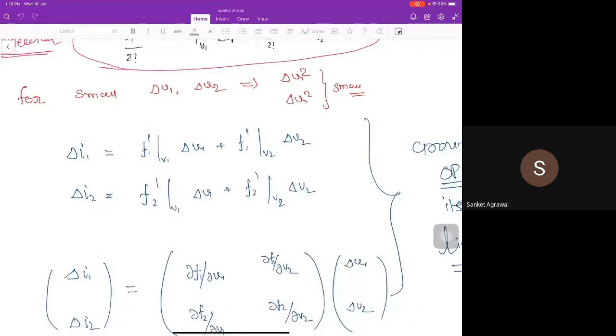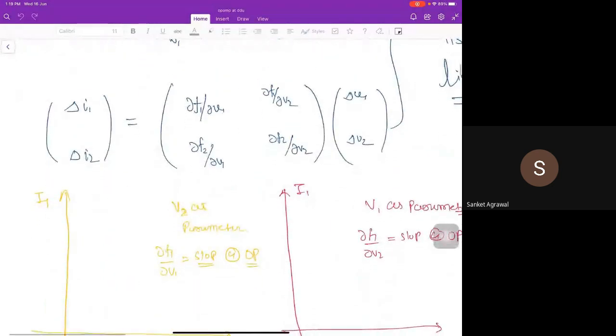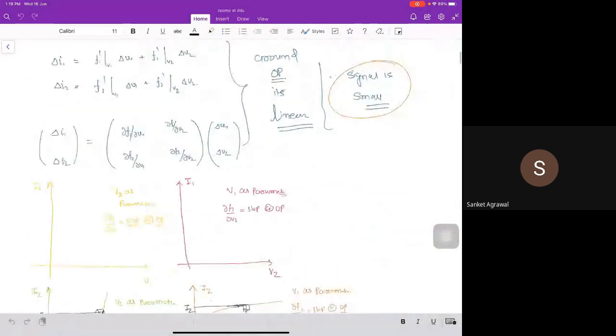From this we can build a small 2 cross 2 matrix. This is the small 2 cross 2 matrix that we have already built, and now you can see that it is a linear form. So now we apply the linear concept to come to the solution, because we have assumed that the signal is very small. For a small signal, that nonlinear curve behaves like a linear one, and we derive this linear equation.